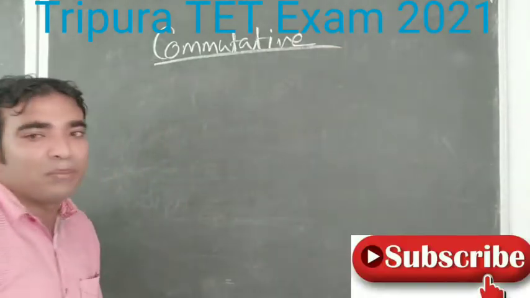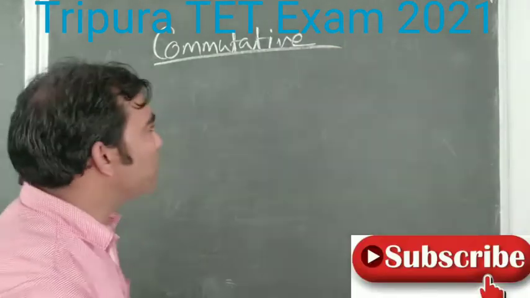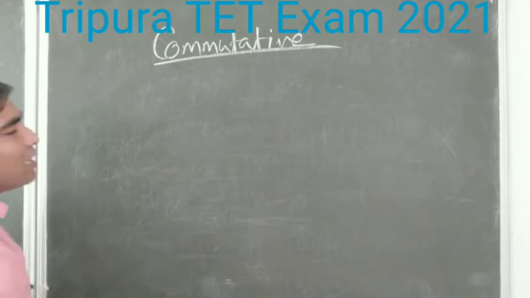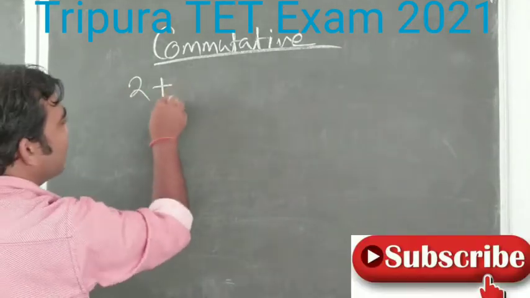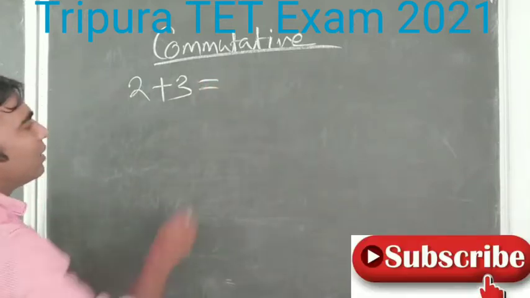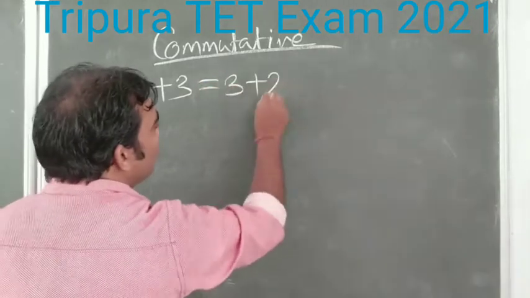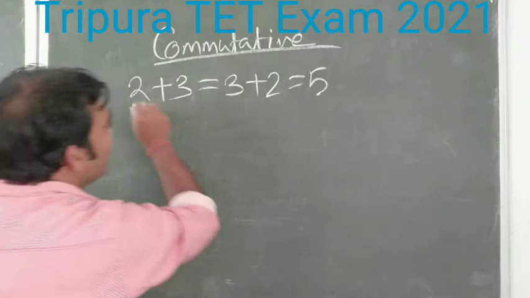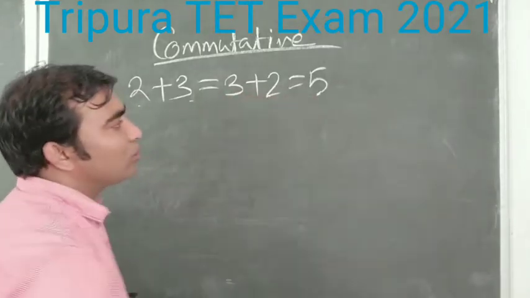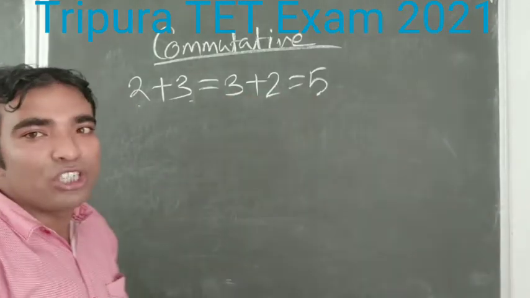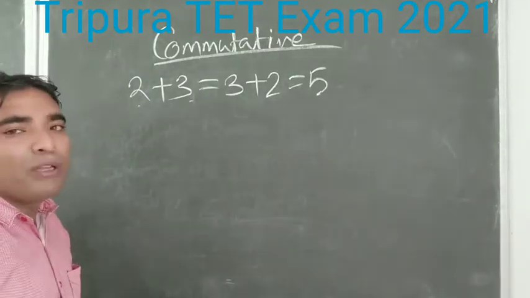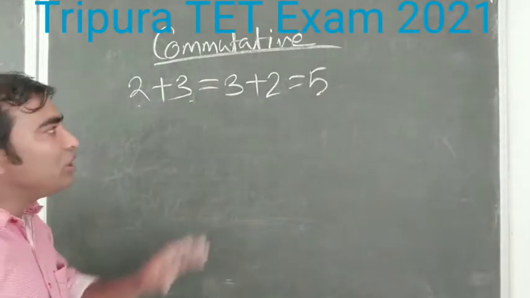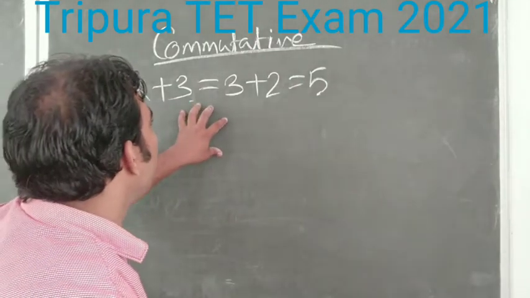Commutative property. What is meant by commutative property? It means that if we change the order of the addition, suppose 2 plus 3, to 3 plus 2, we will get the same answer. 2 plus 3 is 5 and 3 plus 2 is also 5. So if we interchange the position of the numbers, there will be no change in the result. This is known as the commutative property.